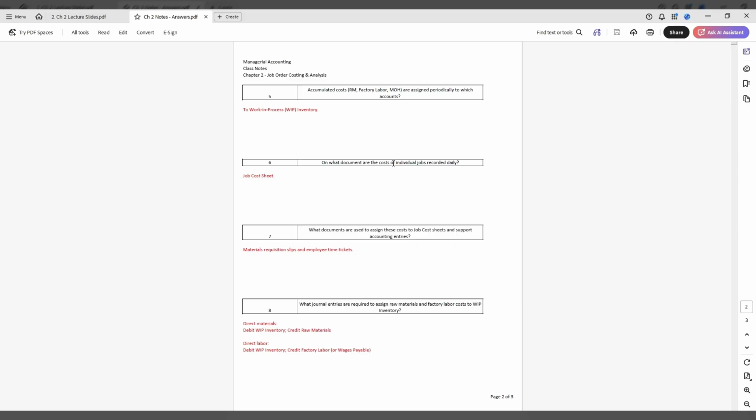Number 6, on what document are the cost of individual jobs recorded? And that was the job cost sheet, right? That's got all the costs of this individual job noted out. Number 7, what documents are used to assign these costs to job cost sheets and support accounting entries? That's going to be the requisition sheets and the employee time tickets, basically, right?